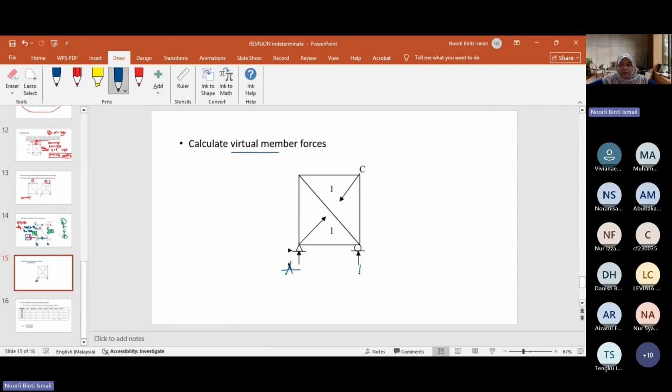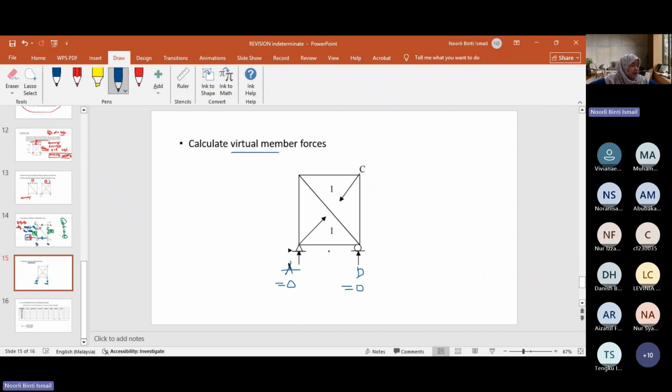Repeat. How you need to find support reaction, VA VD. What is the value for VA VD? Can I say 0? Can I say 0? Do you agree 0? Or we have certain value for support reaction?